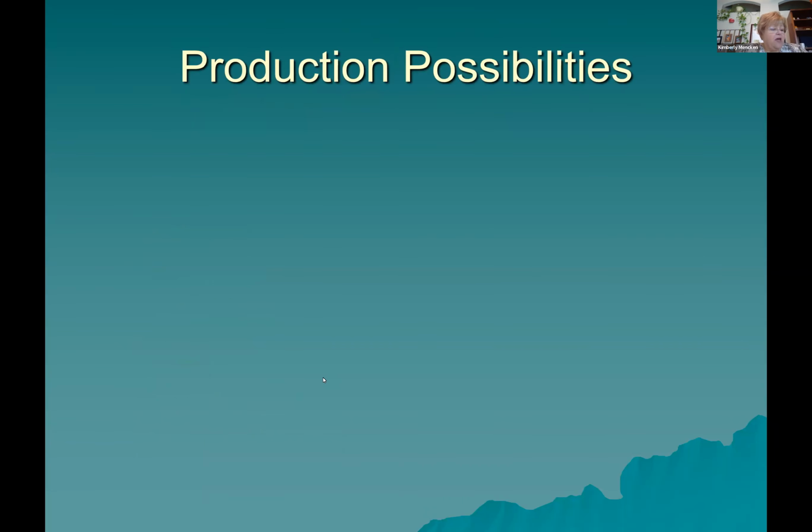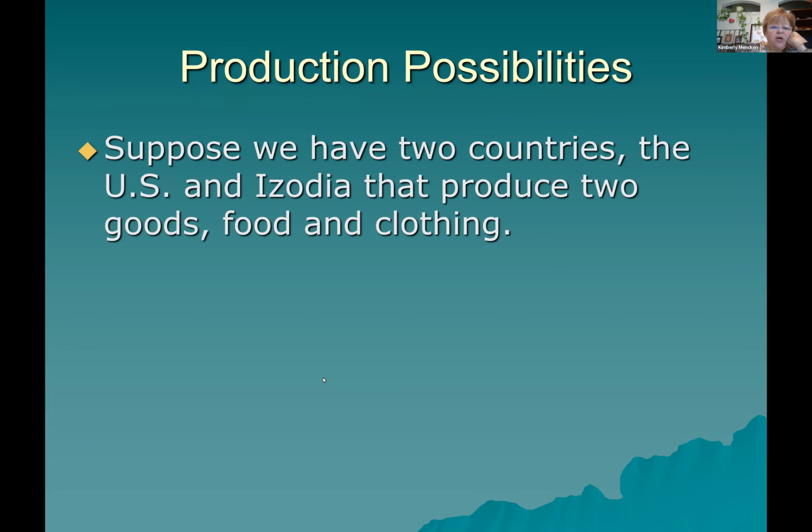Okay, so let's move back into that world of production possibility frontiers. And we're going to put it together with trade. And so we're going to look at two countries, the United States and Izadia. And we're doing PPF, so that means two goods. And so we're going to do food and clothing as our two goods.